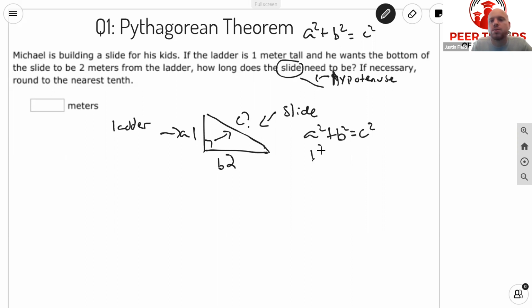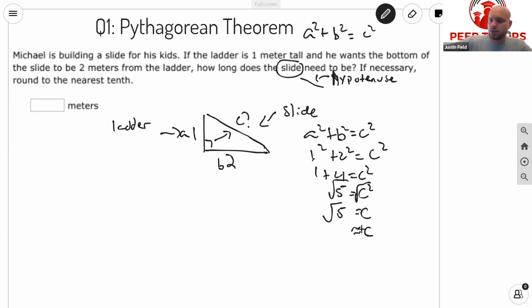So A is going to be 1 squared plus 2 squared equals C squared. So 1 plus 4 equals C squared. C squared equals 5. And to inverse operate, you have to square root both sides. So C is equal to the square root of 5. And Michael probably doesn't want you to tell him the square root of 5. He probably wants to know, what is the square root of 5?